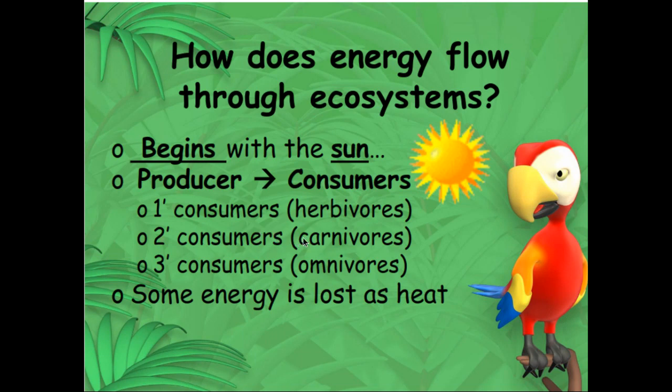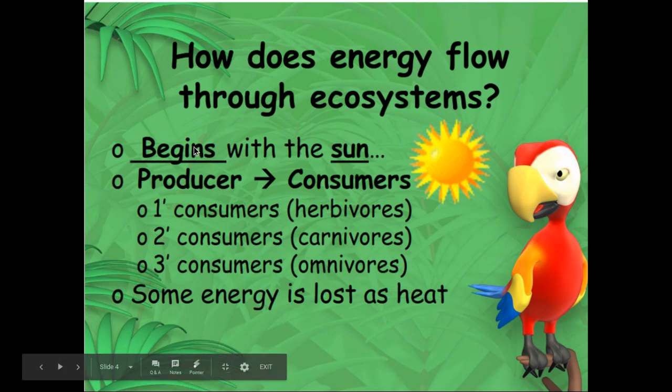Secondary consumers are carnivores. They don't eat the producers directly, but they eat something that eats a producer. And when I'm talking about eating, it's because that's how the energy flows from one organism to another, through the process of eating and consuming. And then we have our tertiary consumers. Tertiary consumers can usually eat carnivores or herbivores.